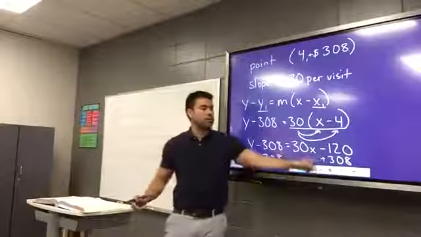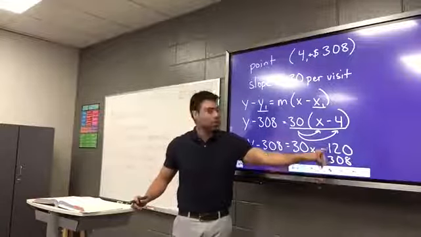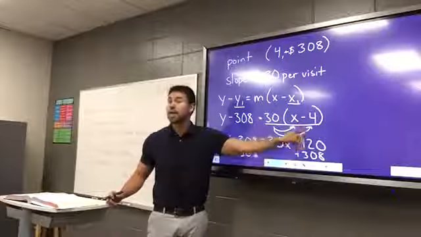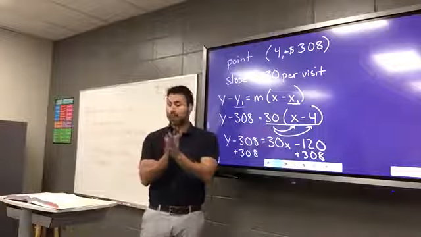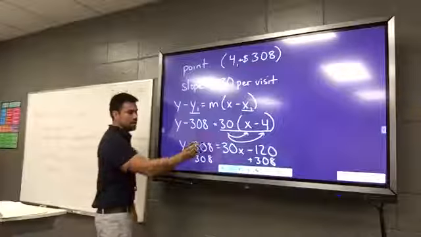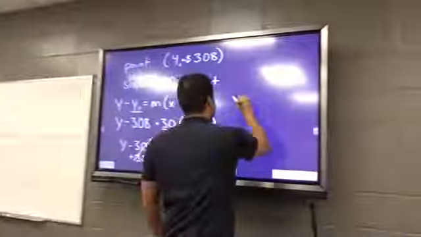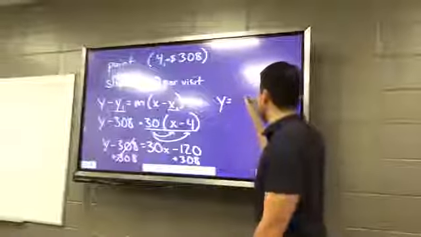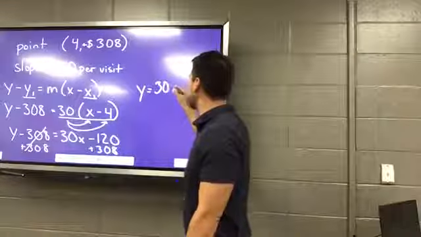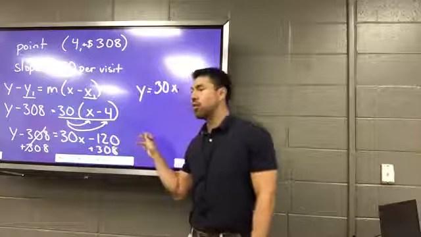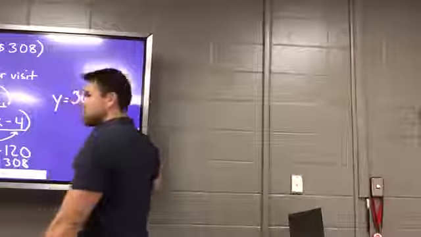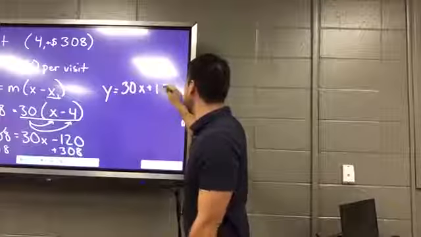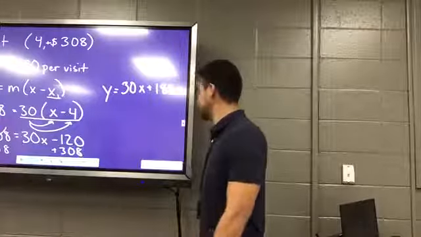Notice I wrote the plus 308 underneath the negative 120 because they are like terms. 30x and 308 cannot combine, so I don't put it under there. What am I left with here? y equals 30x. And then what's negative 120 plus 308? Close. 188.